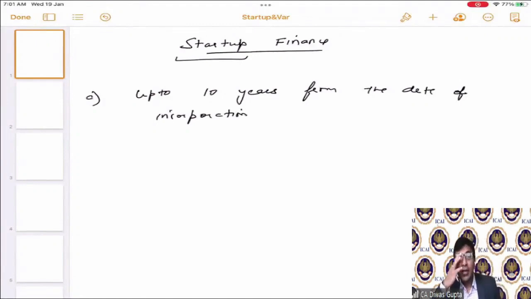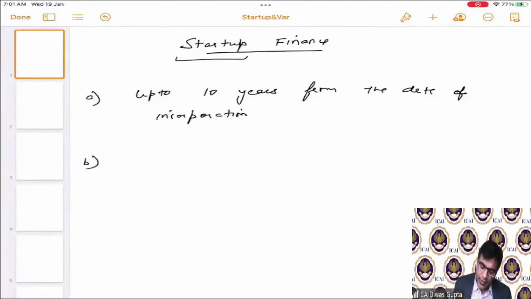This is the first and foremost condition. For example, if a company is 15 years old, that will not be considered a startup because that company has already spent a reasonable amount of time in that particular industry. Similarly, if it is 11 years also, it will not be regarded as a startup. So a startup is something which is up to 10 years from the date of incorporation. During that time period, that company or entity, whatever it is, will be regarded as a startup.